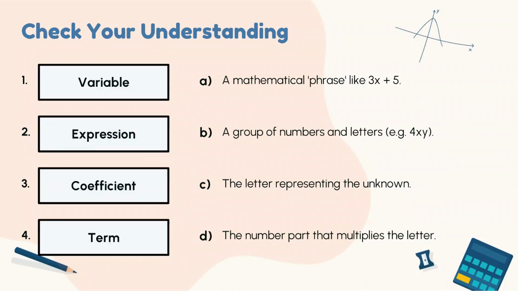Let's check your understanding. You need to match each word to its correct meaning. The words are variable, expression, coefficient, term. The definitions are a mathematical phrase like 3x plus 5, a group of numbers and letters like 4xy, the letter represents the unknown, the number part that multiplies the letter. Pause the video and try matching them before we check the answers.